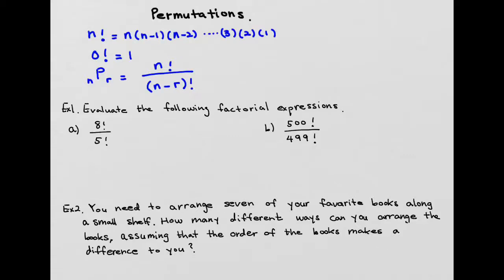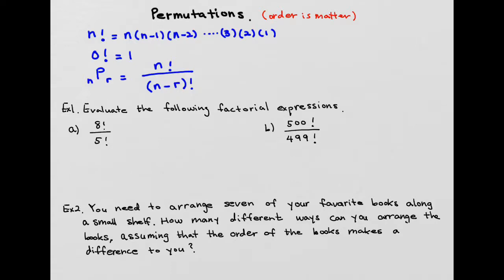In this section we're going to talk about permutations, and in the next section we have combinations. A lot of people get confused between those two, so just remember: permutation is when order matters, and combination is when order does not matter.